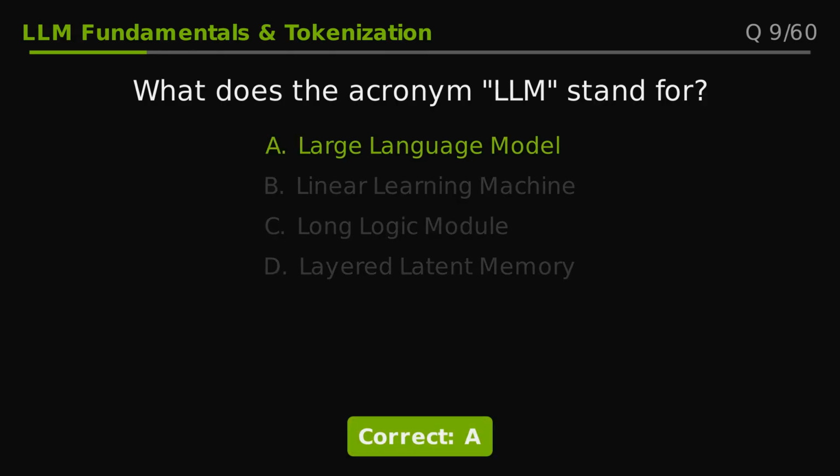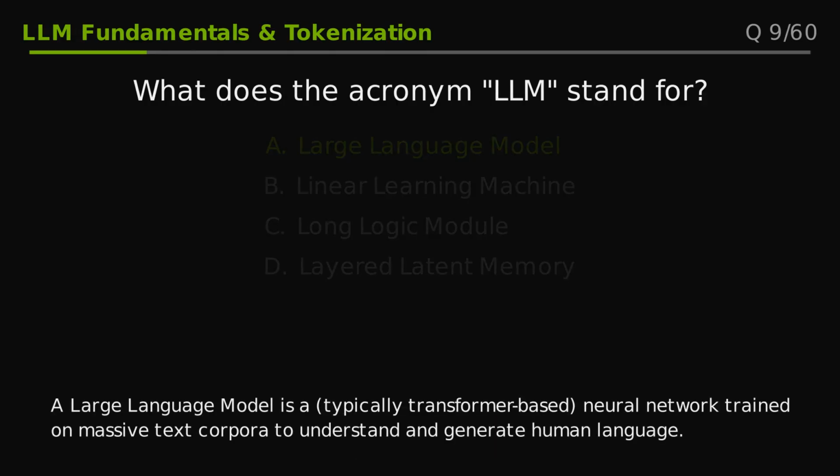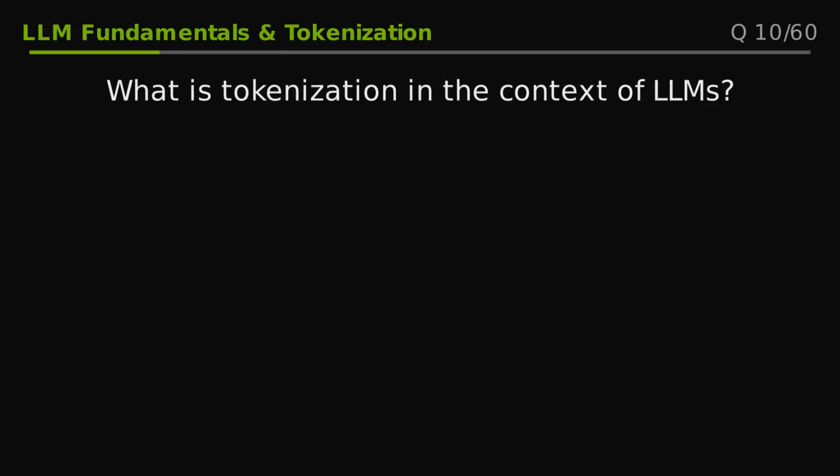The correct answer is A. A large language model is a typically transformer-based neural network trained on massive text corpora to understand and generate human language. Question 10. What is tokenization in the context of LLMs?